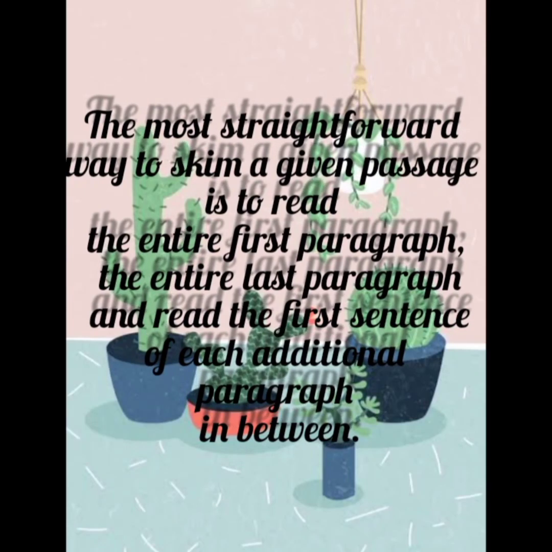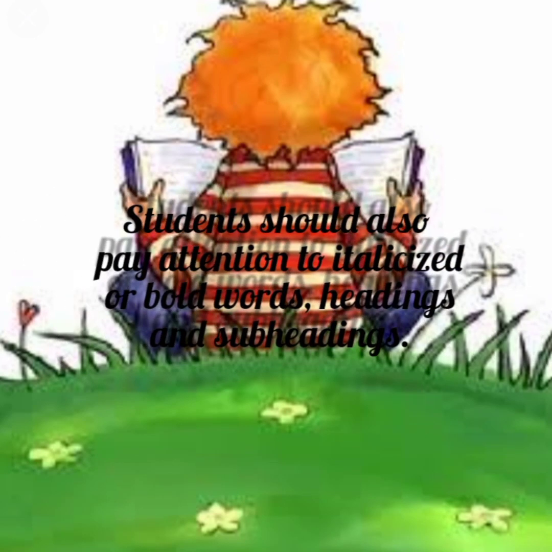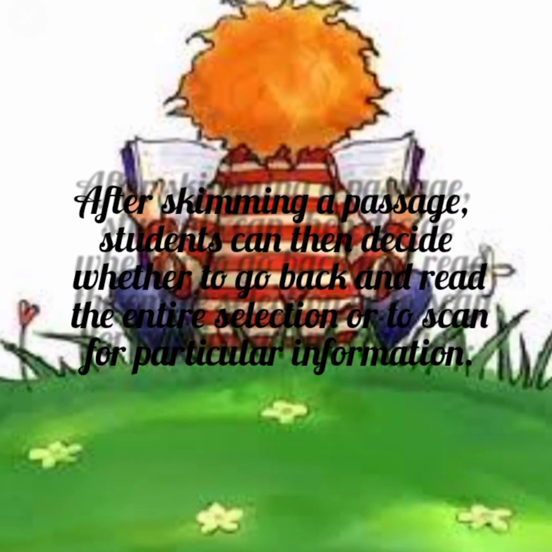The most straightforward way to skim a given passage is to read the entire first paragraph, the entire last paragraph, and read the first sentence of each additional paragraph in between. In so doing, your students should be able to identify the major themes throughout the passage. Students should also pay attention to italicized or bold words, headings and subheadings. After skimming a passage, a student can then decide whether to go back and read the entire selection or to scan for particular information.